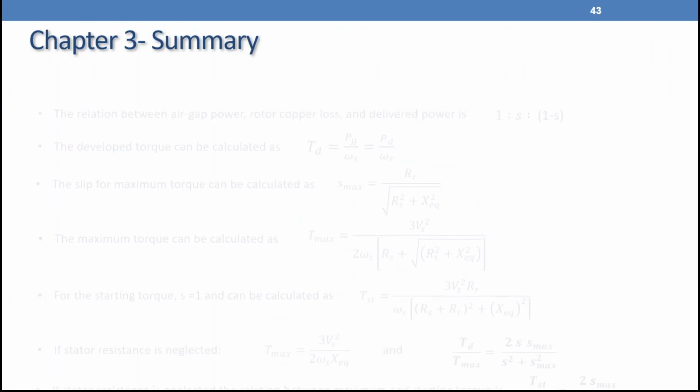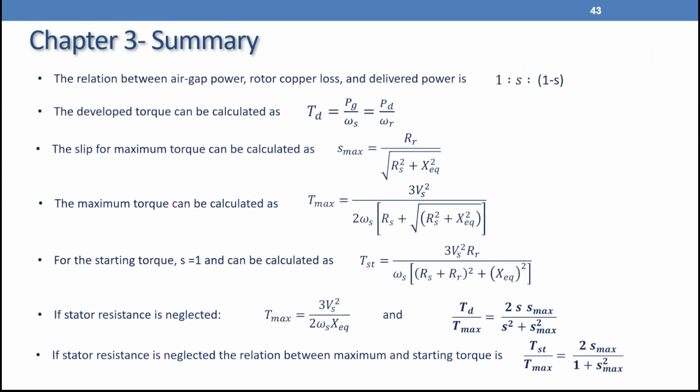So let's recap this chapter. We started by looking at the power flow diagram. We found the relation between air gap power, rotor copper loss, and developed power. Then we can calculate the torque: motor torque, developed torque, and shaft torque. The developed torque equals P gap over omega S or P developed over omega R.